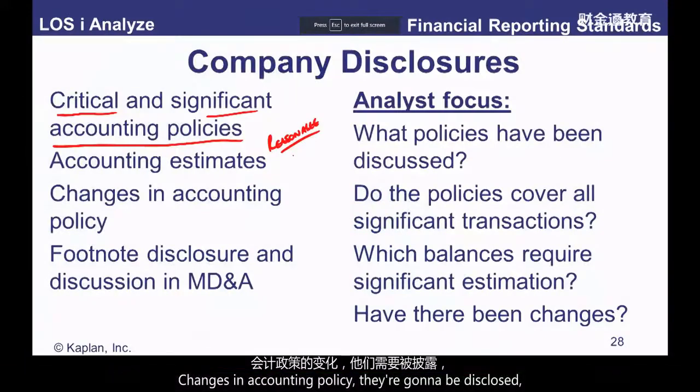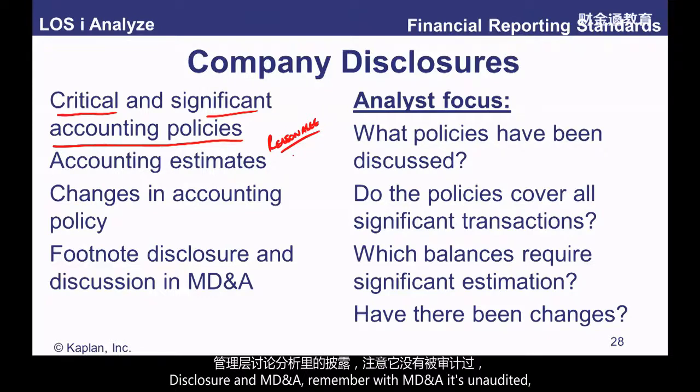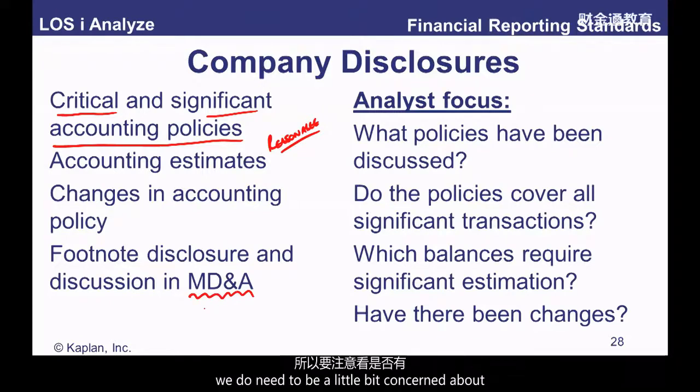Changes in accounting policy. If you change accounting policy, again, they're going to be disclosed. And remember, not only look at the footnotes, but look at the MD&A. Footnotes will talk about the change in accounting policy. In the MD&A, you're going to get a better explanation of why the company changed its accounting policy. Okay, so again, you're going to see disclosure in the management discussion and analysis. Remember though, the MD&A is unaudited, so we do need to be a little bit concerned about potential bias.